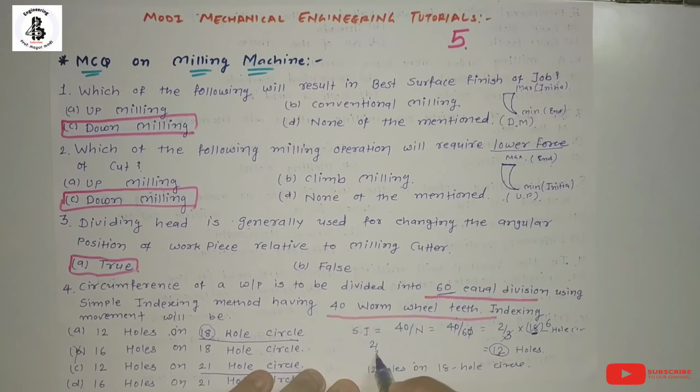So the 14 holes is not available. So C is not possible, D is not possible. So the right answer is option A, 12 holes on the 18 hole circle system.